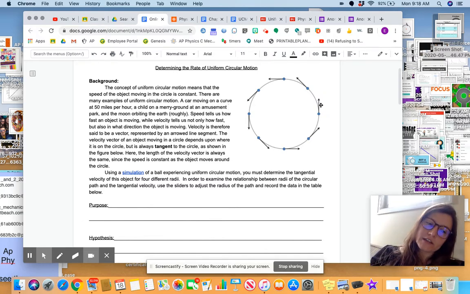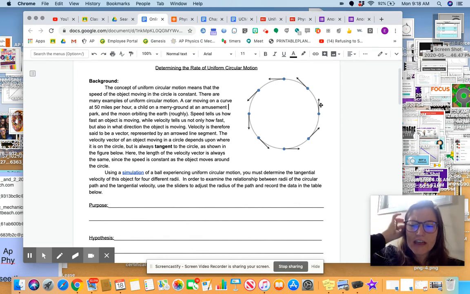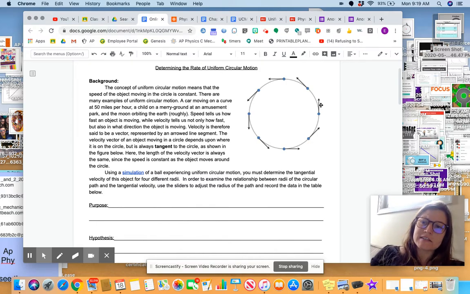Usually we take our tumble buggies and tie them to a rope and have them circle around us in the hallway. We unfortunately don't have tumble buggies at our house, so we're going to use a simulation to do this instead. So we have a simulation of a ball that's experiencing uniform circular motion. We're going to use this simulation to determine the tangential velocity of this object at 4 different radii. At 4 different distances from the center of the circle, we're going to see how the tangential velocity changes. You're going to do this by collecting data using the simulation.